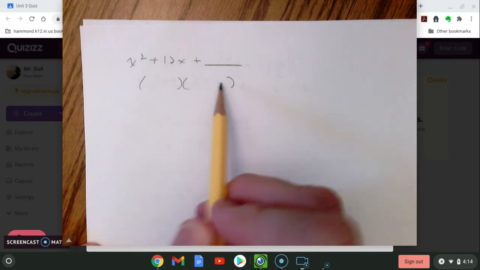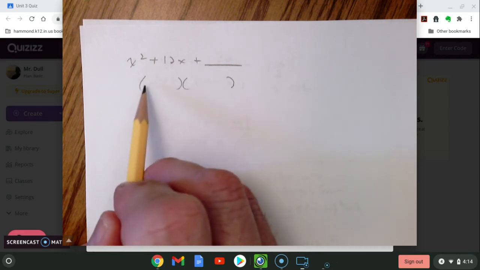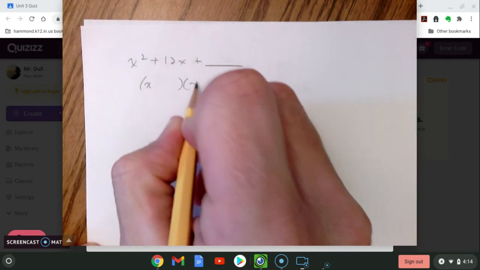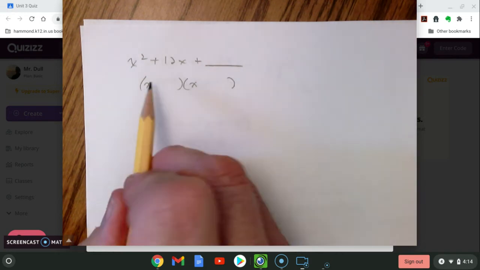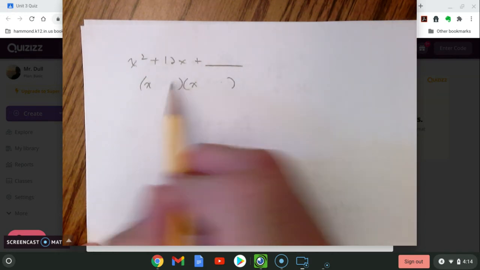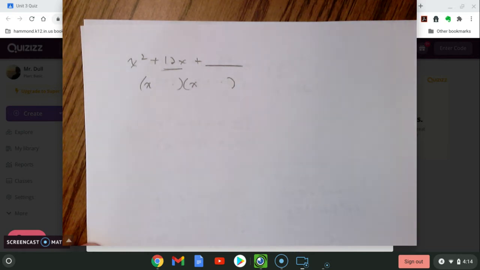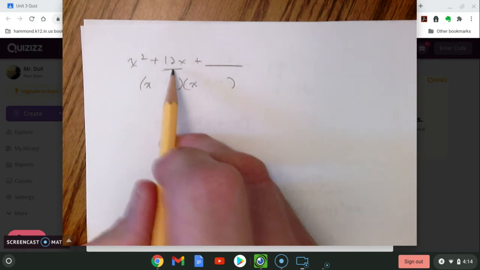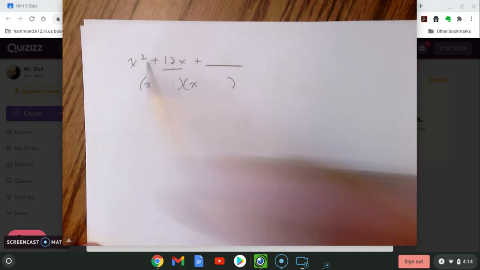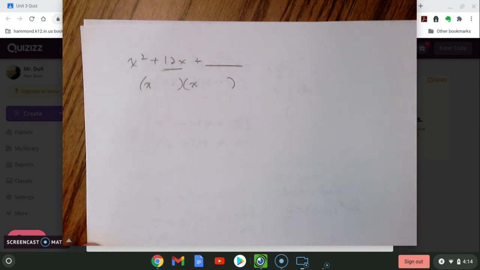Well, let's think for a second. If we were multiplying out these two binomial factors, where did this x squared come from? Well, that was x times x. Okay. And then I did x times whatever this is, and x times whatever this is, added those up and got 12x. Okay. So I added two things together and got 12. Now, there's literally an infinite number of things I could add together and get 12. They're both positive, so that narrows it down a bit. 1 and 11, 2 and 10, 3 and 9, and so forth.